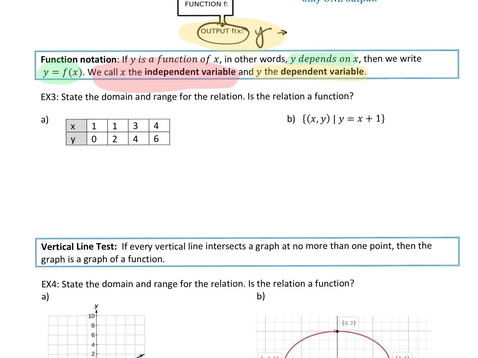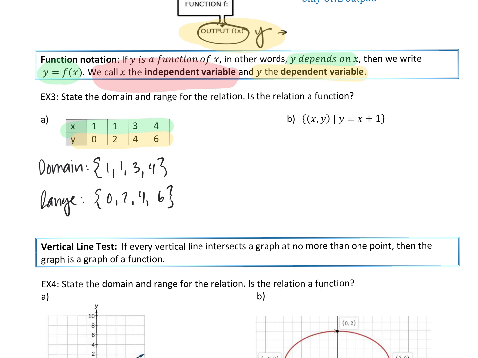Example 3, state the domain and range for the relation. Is this relation a function? All right, so let's go ahead and state the domain. Again, the domain are my x values. The range are my y values. So the domain is 1, 1, 3, 4. And the range is 0, 2, 4, and 6.